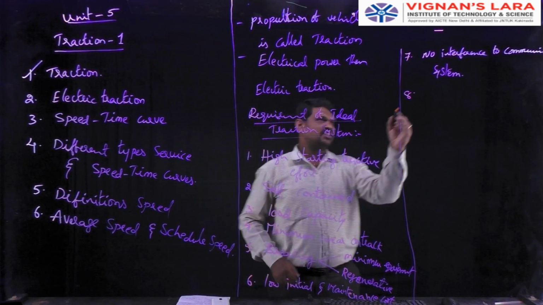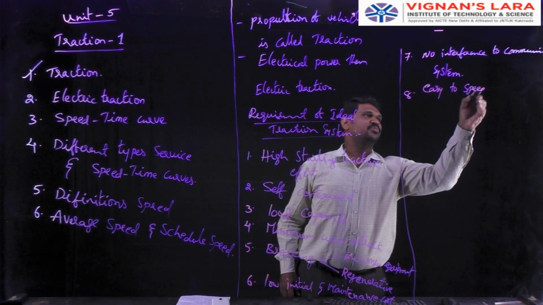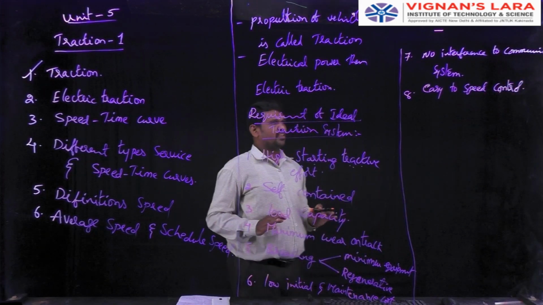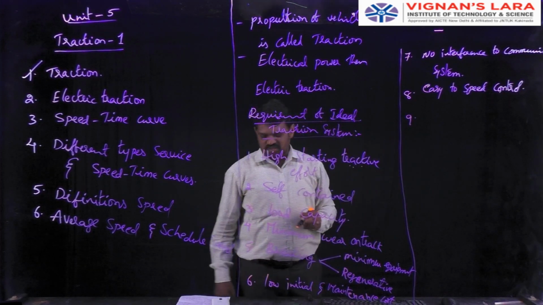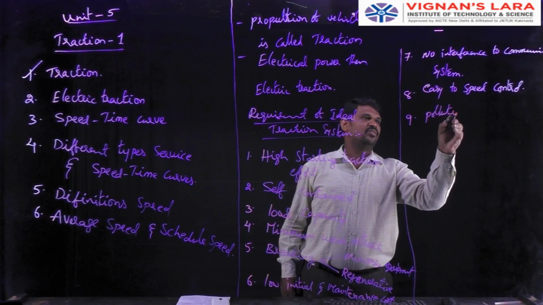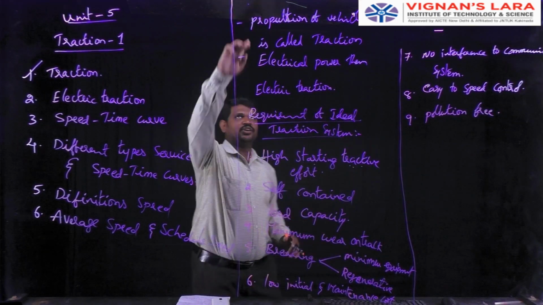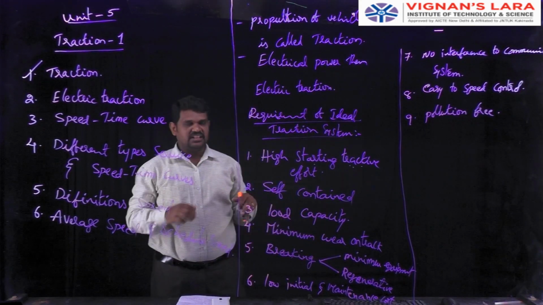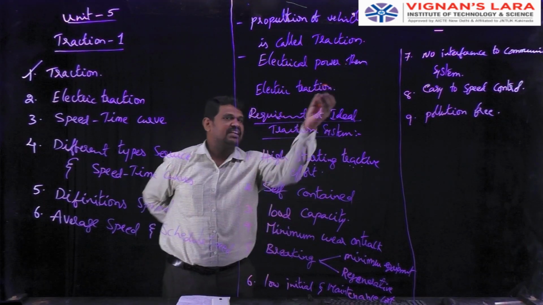Next, the eighth point is easy speed control. If you want to control the speed, it should be easy. The ninth point is pollution free. Now the propulsion of the vehicle is called the traction. In the traction system, if you use electrical energy, then the traction system is called the electrical traction system.